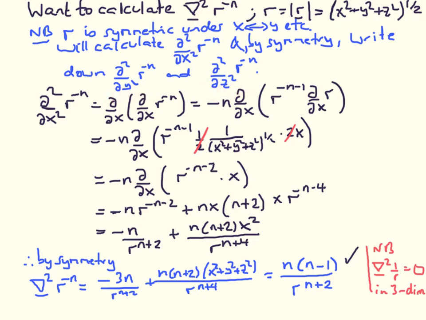But now what I'm saying is that we can just write those down by symmetry. If we had this differentiated with respect to y twice, this would be the same, and this would be the same, except here we'd have y squared. Similarly, if we're differentiating twice with respect to z, this would be the same, this would be the same, but here it would be z squared.